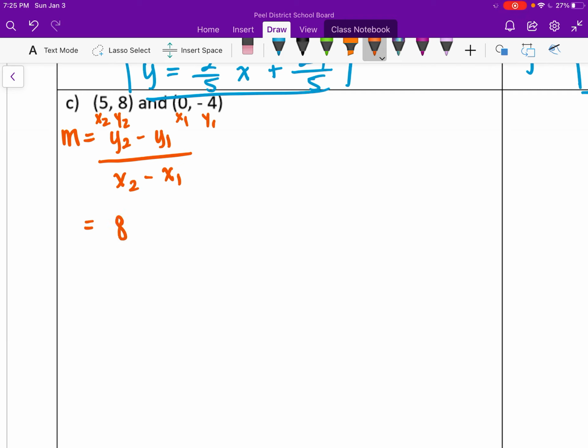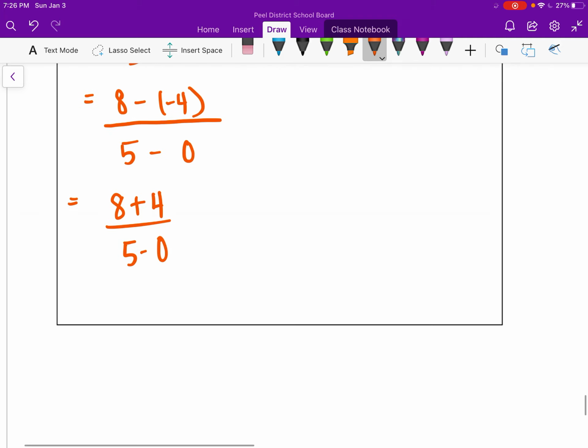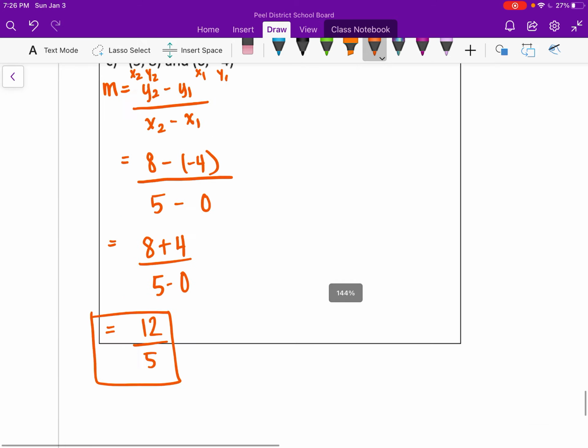So I did 8 minus negative 4 over 0 minus 5. Oh, sorry, I did the other way. 5 minus 0 equals, make sure you go the right way. So 8, negative and negative cancel out, so that becomes 8 plus 4 over 5 minus 0 equals 12 over 5. That's my slope, right?